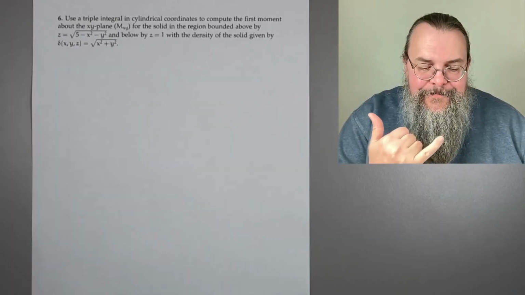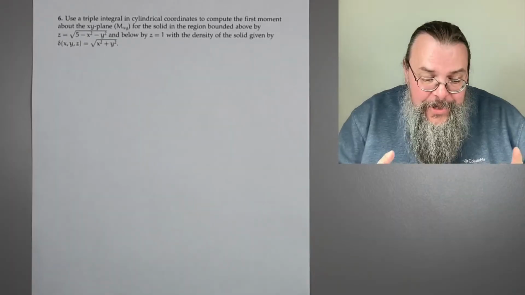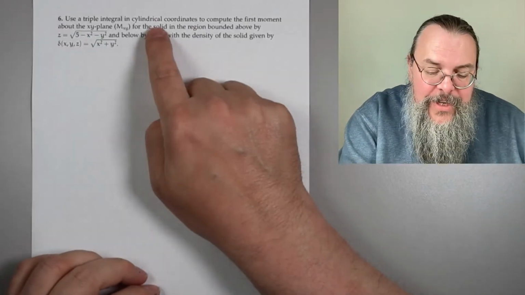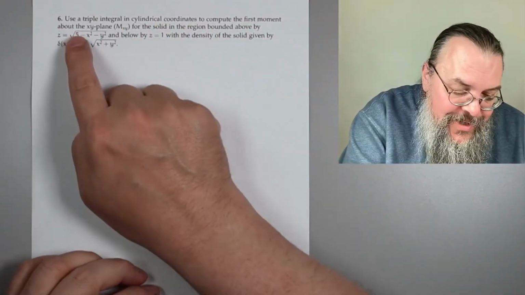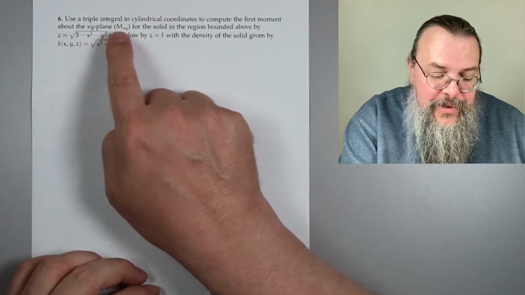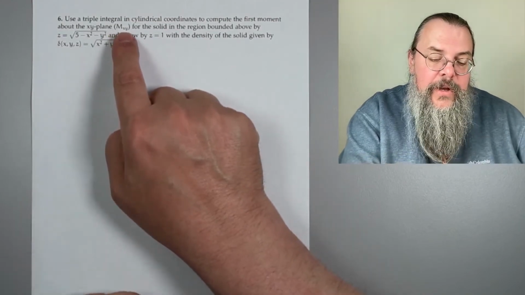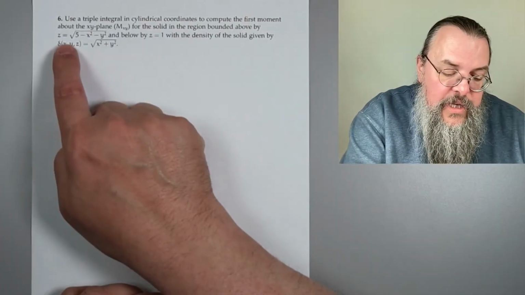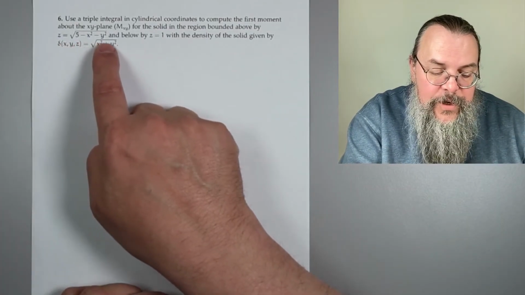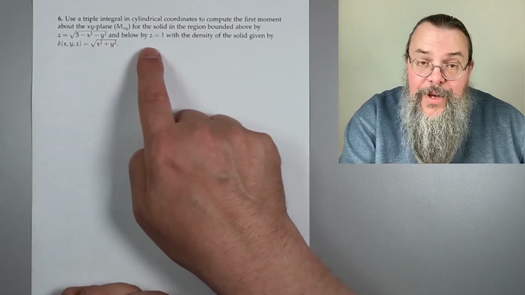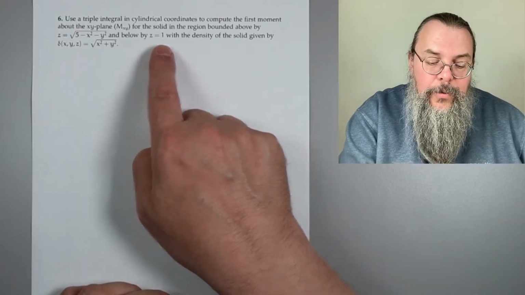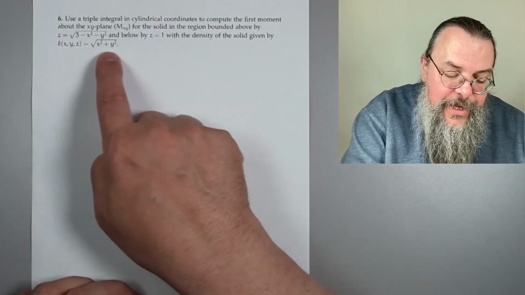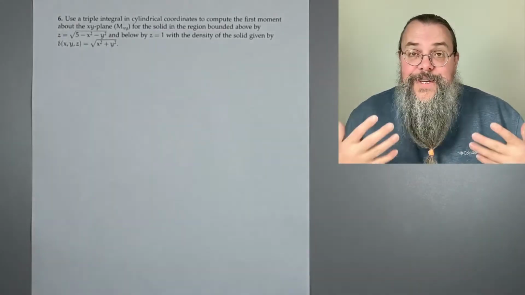Number 6. We're going to use a triple integral in cylindrical coordinates to compute the first moment about the xy plane. So there's notation here, Mxy, for the solid in the region bounded above by z equals the square root of 5 minus x squared minus y squared, and below by z equals 1, with the density of the solid given by density of xyz equals the square root of x squared plus y squared.